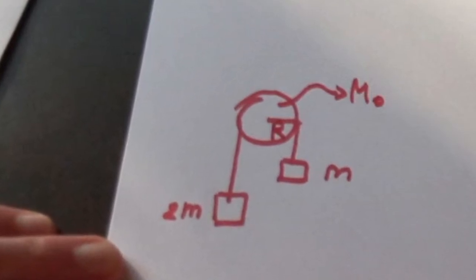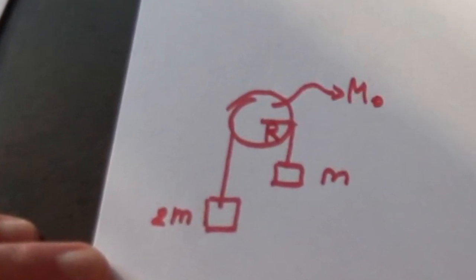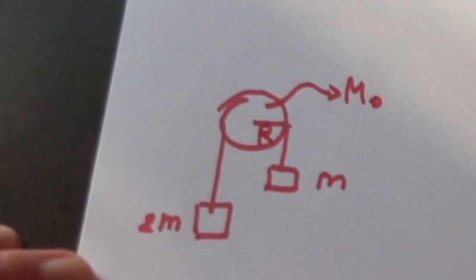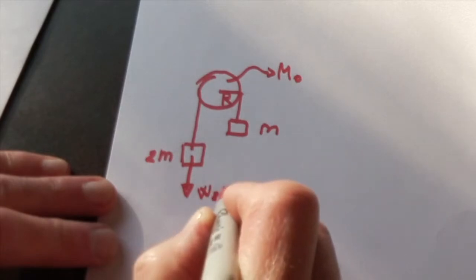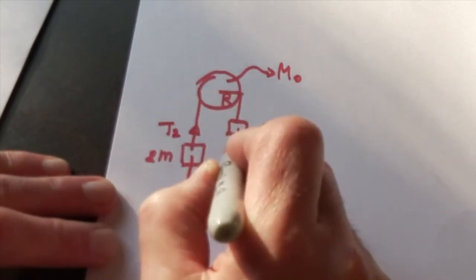Because of the larger mass, the system will start to move. The 2m mass will move down, the m mass will move up, and the pulley will rotate counterclockwise. All objects will accelerate. We now want to find this acceleration. To calculate this, we need to apply Newton's second law and the extension to Newton's second law to rotational motion.